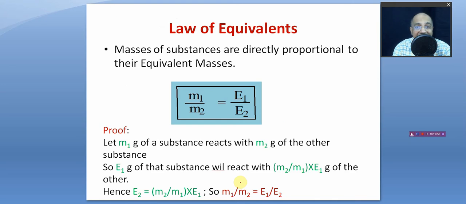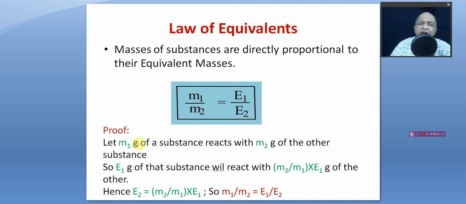Now, this same thing can be expressed in a relation called the law of equivalence. Masses of substances are directly proportional to their equivalent masses. M1 by M2 is equal to E1 by E2. That is, the mass of any element by the mass of any other element is equal to the equivalent mass of the first element divided by the equivalent mass of the second element.